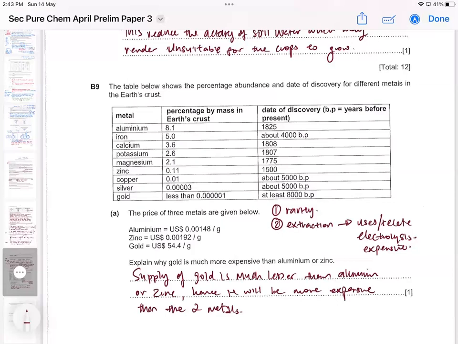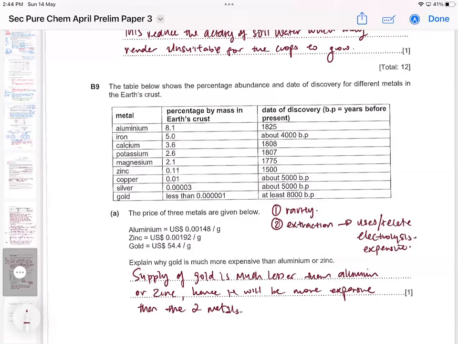So, Mariam, what do you think? Why do you think it works that way? I thought something that's more abundant should be more easily found, but instead gold was discovered way earlier. What could be the reason? It was more abundant where it was found.